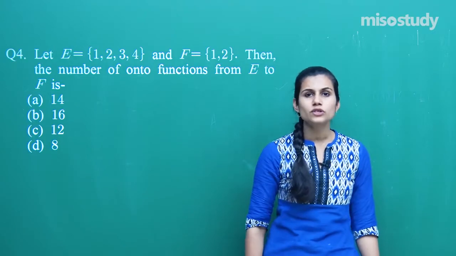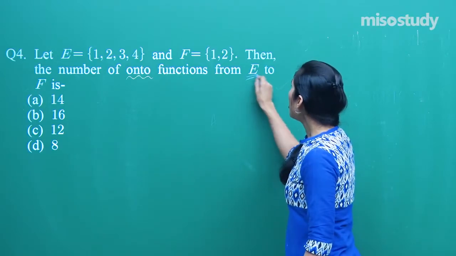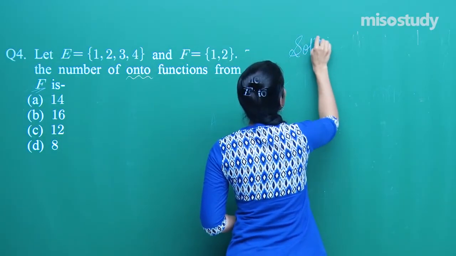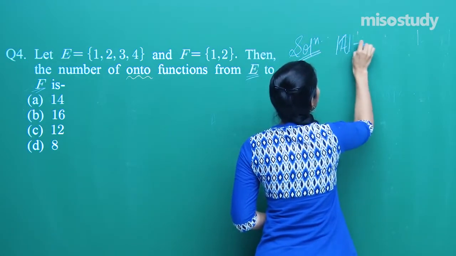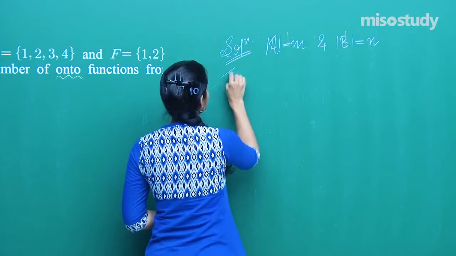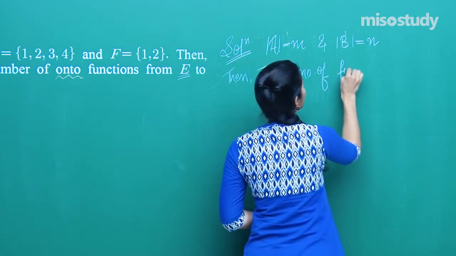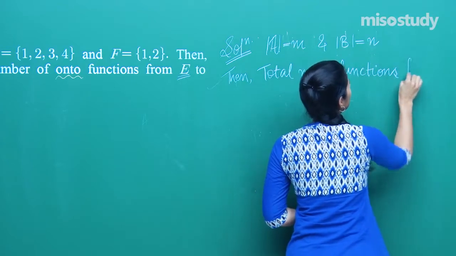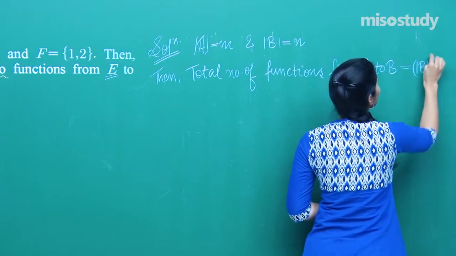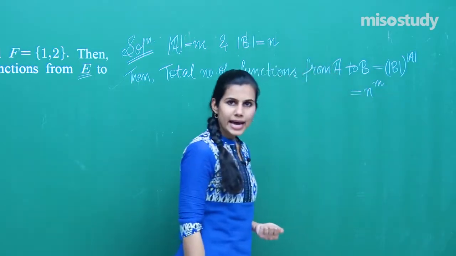Among all these 4 formulas which we had developed, right now the question is demanding the formula for the number of onto functions from E to F. I told you the concept is, let cardinality of A be m and cardinality of B be n, then the total number of functions from A to B is equal to cardinality of B raised to the power cardinality of A, which is n to the power m.